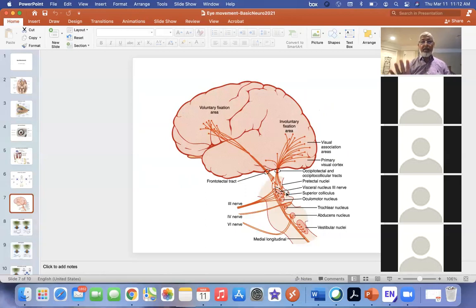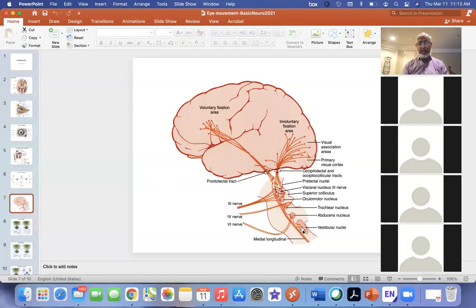Third will innervate four muscles, fourth will innervate only one, which is the trochlear, and sixth will innervate one, which is the lateral rectus. Okay, so four rectus muscles and two obliques: only the superior oblique will be innervated by the trochlear, and the lateral rectus will be innervated by the abducens, which is the sixth nerve, and the rest of the muscles will be innervated by the third. Here you can see the third cranial nerve.